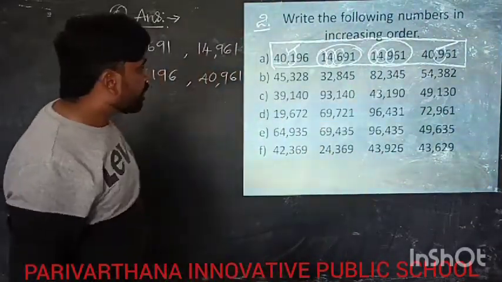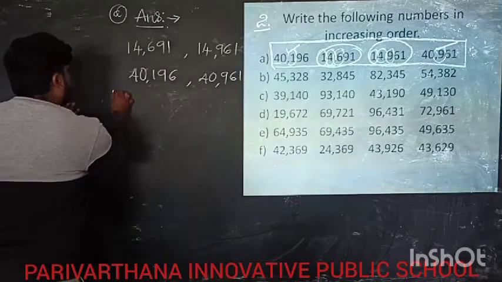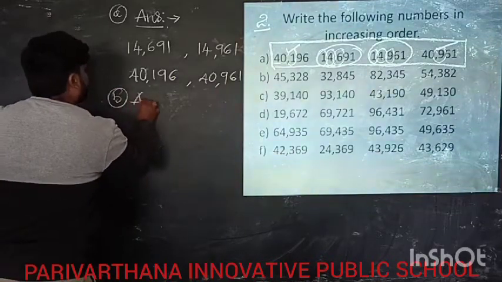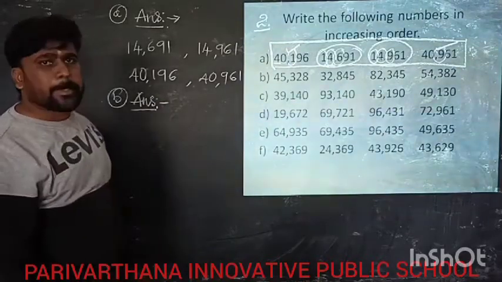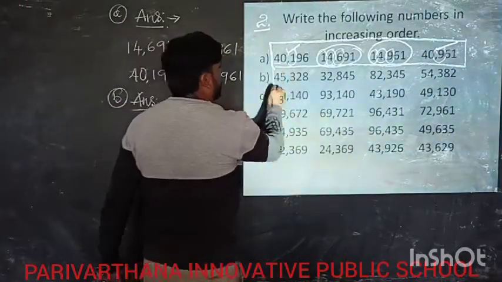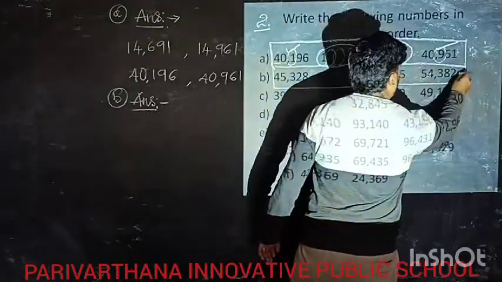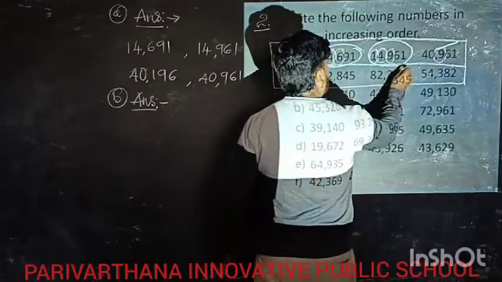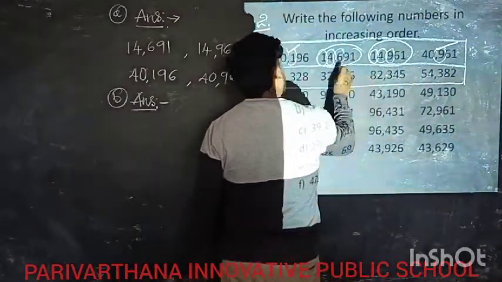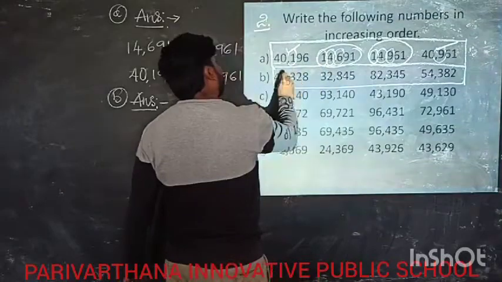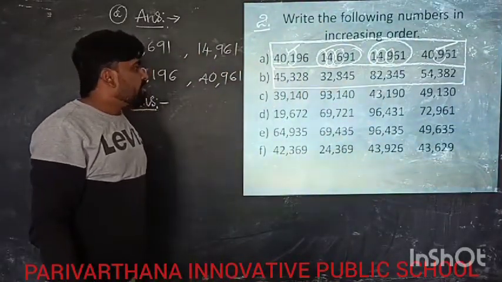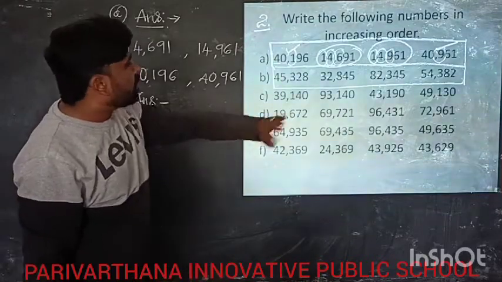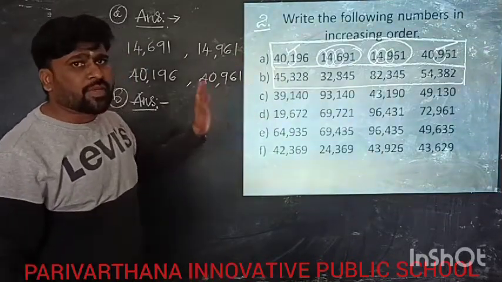Okay na? Now come to the second one, B answer. Second one, B. Okay na? Here first count the number of digits. 1 2 3 4 5. 1 2 3 4 5. 1 2 3 4 5. 1 2 3 4 5. Same. Regarding the second problem also, all the four numbers have the same number of digits.